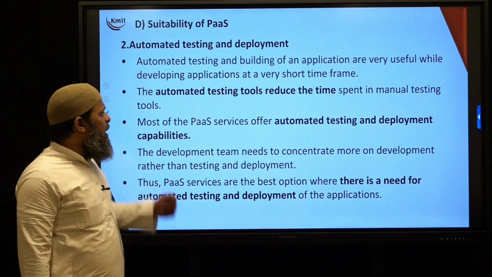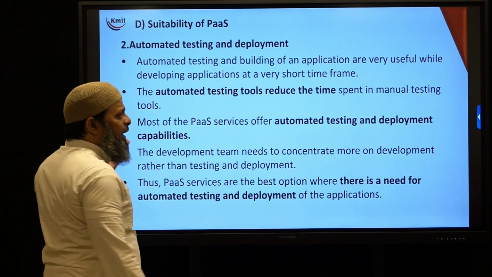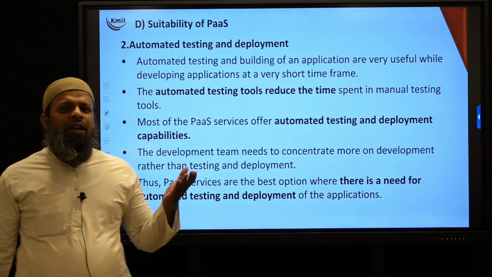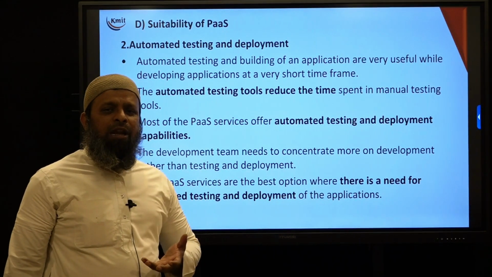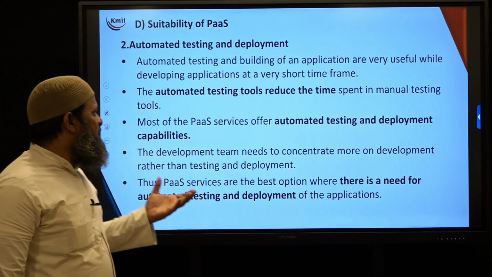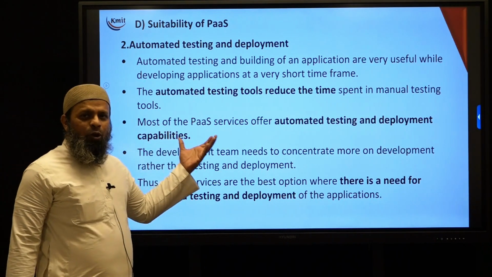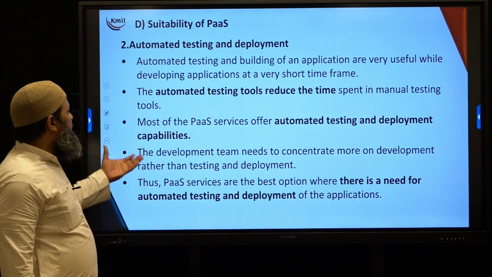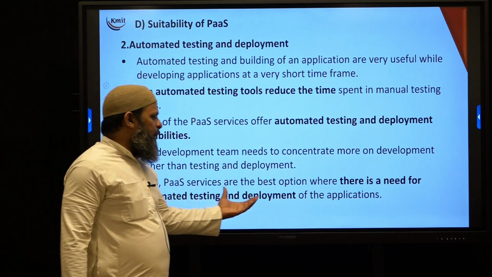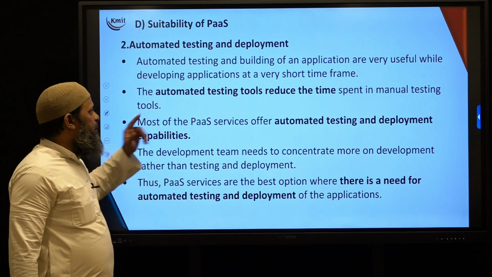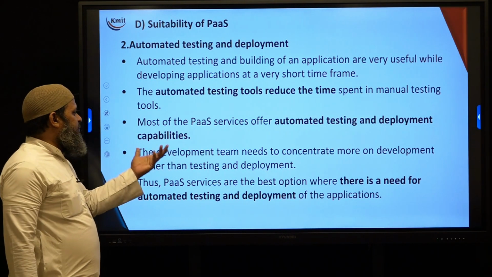Next, it is suitable when you want to have automated testing and deployment. In traditional application development, testing is done manually and it takes time. When it is moved to automation, testing time reduces and the development of software becomes faster. As PaaS provides automated testing and tools for deployment, the time for developing software comes down. So we move to PaaS when testing and deploying the software is done automatically.